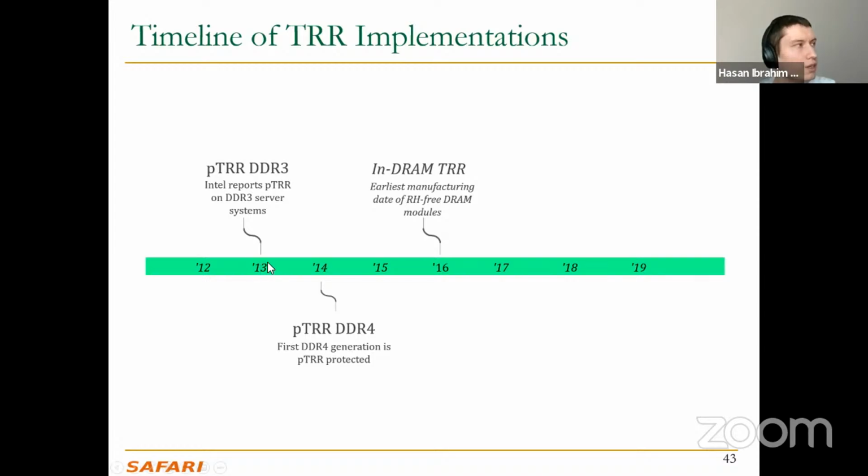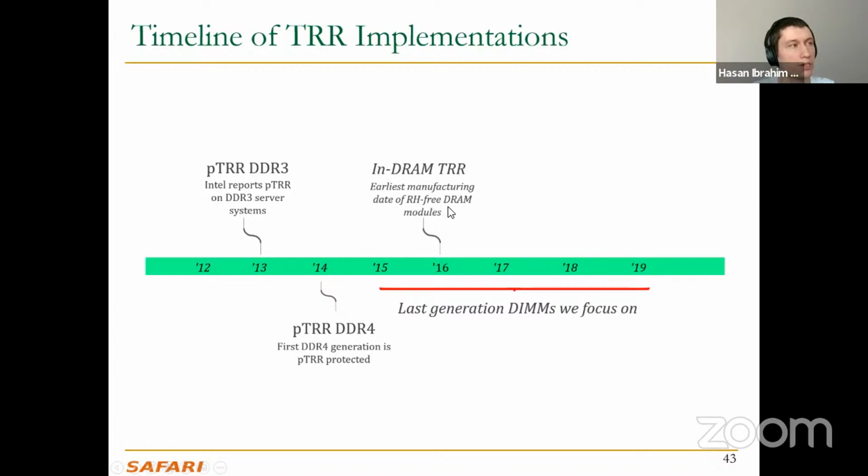Back in 2013, some CPU manufacturers reported that their memory controllers have support for PTR on DDR3 server systems. This was the RowHammer protection mechanism implemented back then. Then in 2014, PTR mechanisms were also included in DDR4 systems. And starting from 2016, manufacturers equipped their DRAM chips with in-DRAM TRR mechanisms.